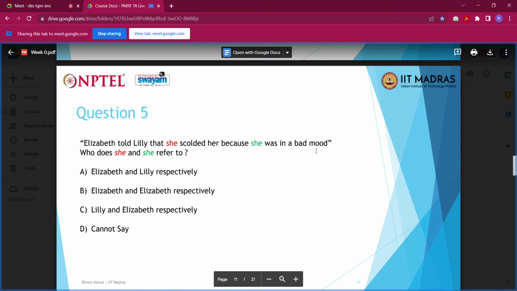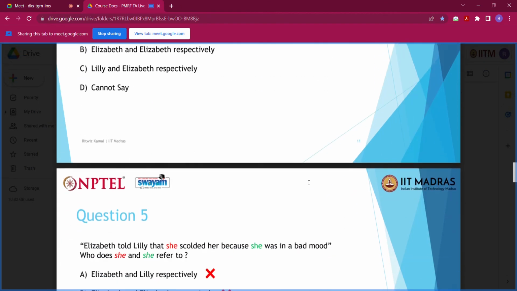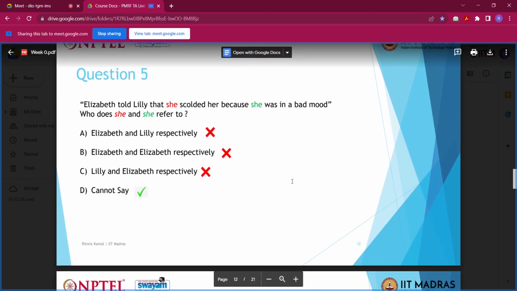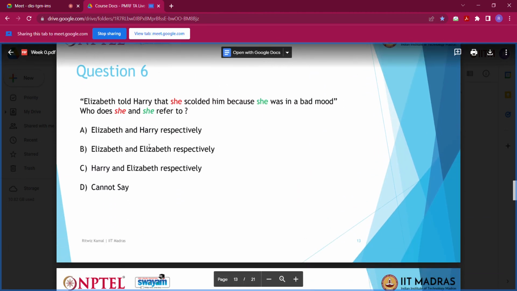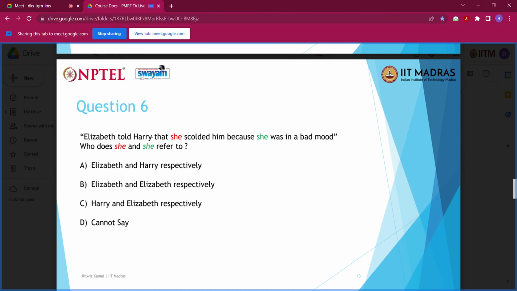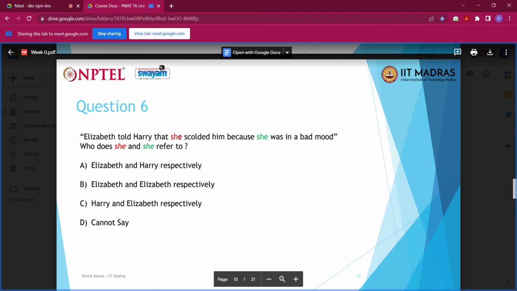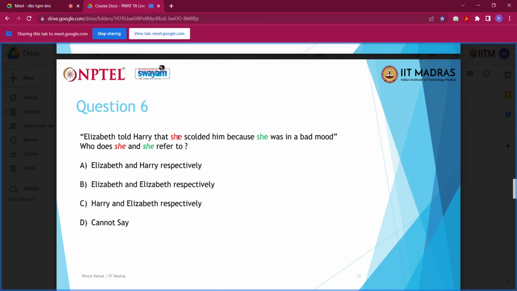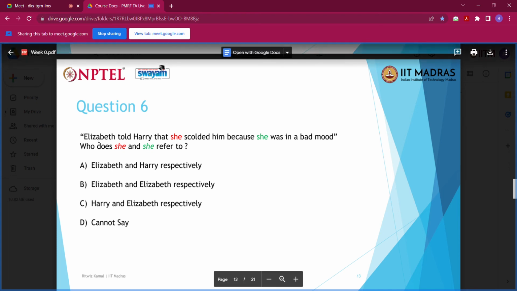Now we move on to the next question. Of course, this is the right option. Elizabeth told Harry that she scolded him because she was in a bad mood. Now we know from the names, assuming Harry is most probably a boy and Elizabeth is a girl. And who does she refer to? A girl, right? So Elizabeth has to be the one that both these she's are referring to. So the correct option would be Elizabeth and Elizabeth respectively.